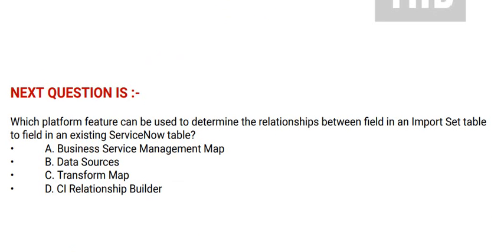Next question is, which platform feature can be used to determine the relationships between fields in an import set table to fields in an existing ServiceNow table? Option A, business service management map. Option B, data sources. Option C, transform map. And option D, CI relationship builder.